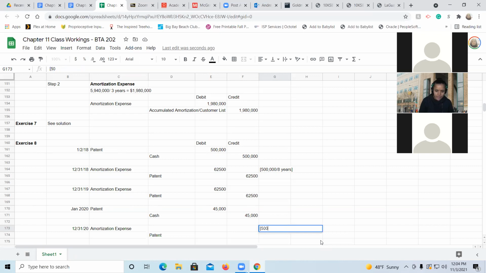I'm going to say 500,000 divided by 8 years is one part of this, because I realized that we can't just lump the 45,000 in. The 45,000 is still in the same useful life, but 2 years of the 8 years have passed. So the 45,000 is going to be for 6 years. I hope you follow that. The 500,000 was always the cost of the patent. It had an 8-year useful life, and 2 years of the 8 years have passed. So when you add the 45,000 on in January 2020, you can't do 8 years because there's not 8 years left anymore. You have to do 6 years.